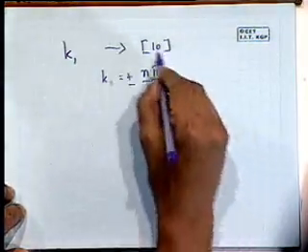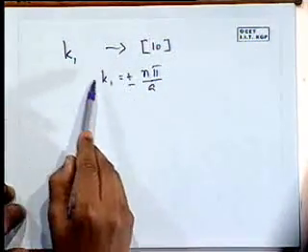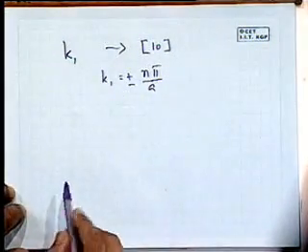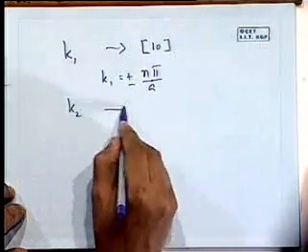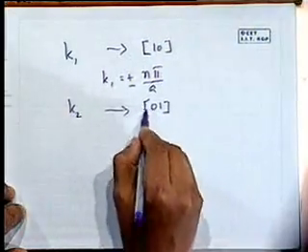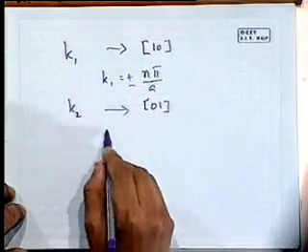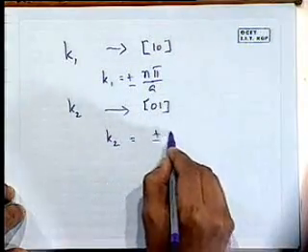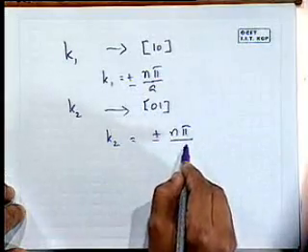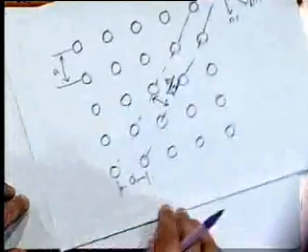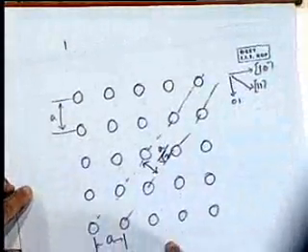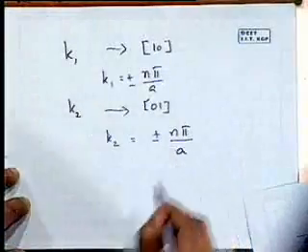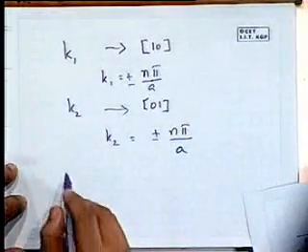If it is propagating along 1, 0, whenever it has a k1 equal to n pi by a. So for a wave that is propagating with its k2, that is along 0, 1, whenever it has a k value equal to plus minus n pi by a. Remember your lattice, this is along 1, 0, this is along 0, 1. So what will the value be here? Same, because they're essentially separated by a there.